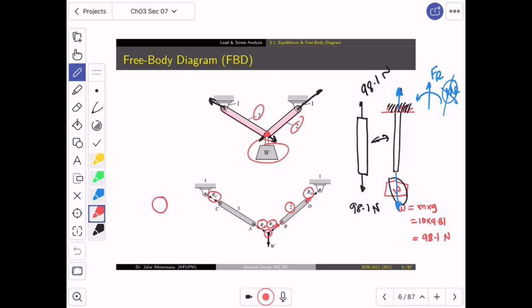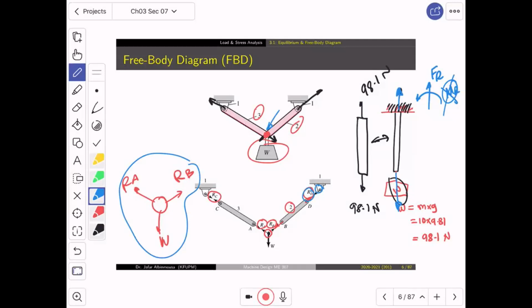Now, that point, if I enlarge it, will be subjected to reaction RB, reaction, what did we call this? RA, and then the weight is down. So the bolt over here in this point is subjected to all of these forces. But the bolt over here is subjected to RD only. And this one is subjected to RC only. So that's how we draw a free body diagram.